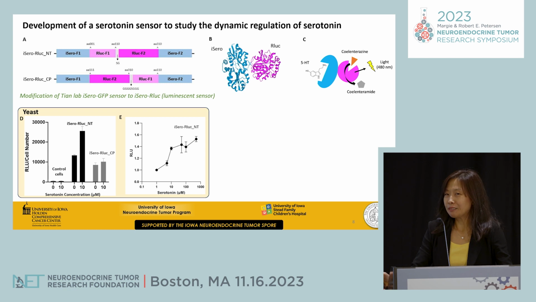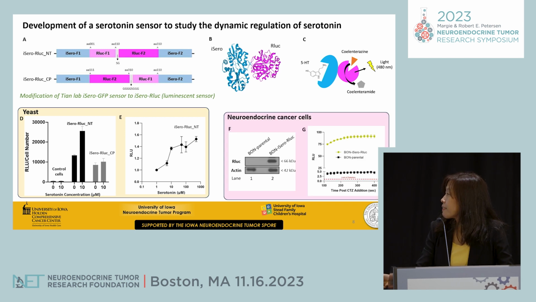Initially, we developed this in yeast because it's easy to do the cloning, and we got these results within a few weeks. That's how fast this can be done. But once we found the right sensor that works, we adapted it to neuroendocrine cancer cells. Then we spent a few more months generating these BON cells that have a serotonin sensor, and we see that it's working.